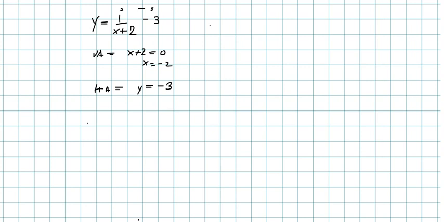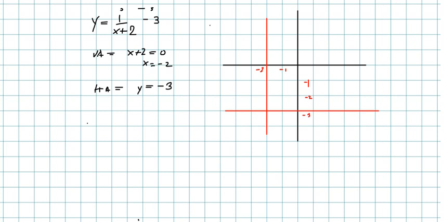Therefore, if we plot the curve, here is the y axis, this is the x axis. So, the vertical asymptote is at minus 2, that means this is minus 2, and the horizontal asymptote is minus 3. So, this is the minus 3. So, here I see minus 1, minus 2, this is minus 1, minus 2, minus 3.